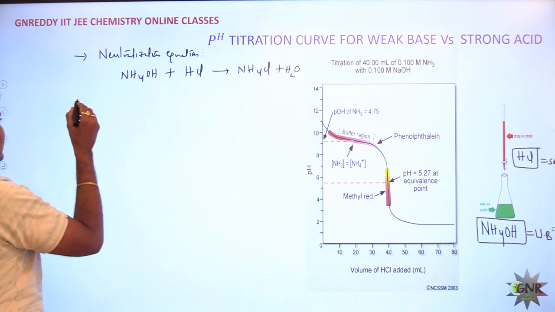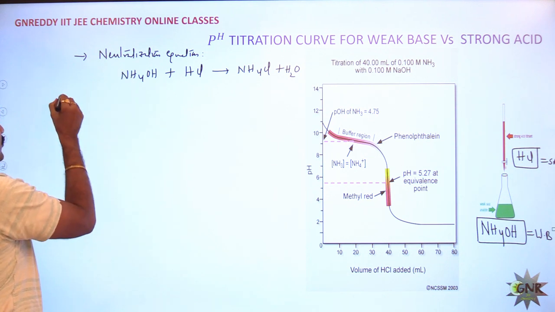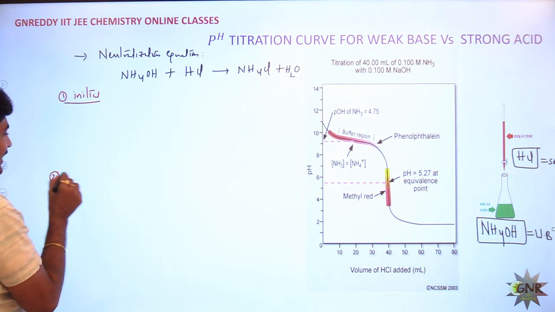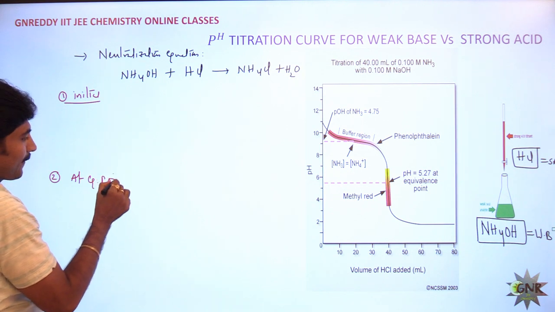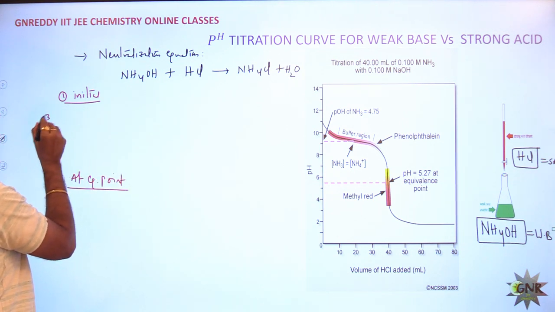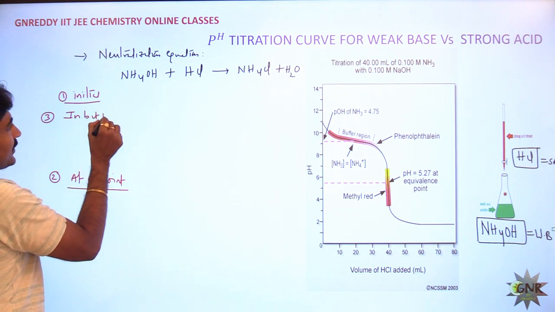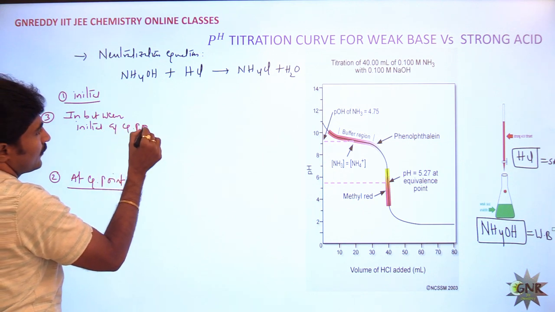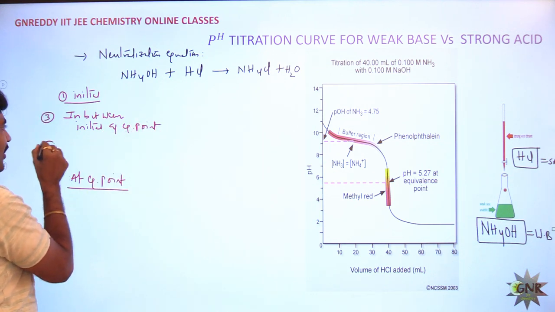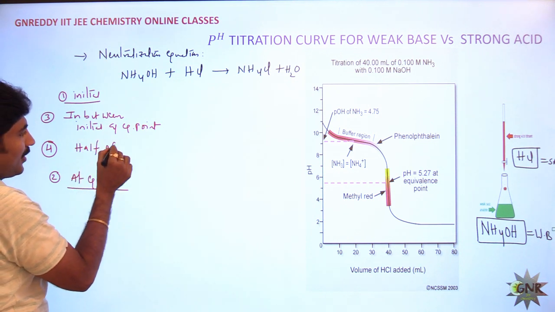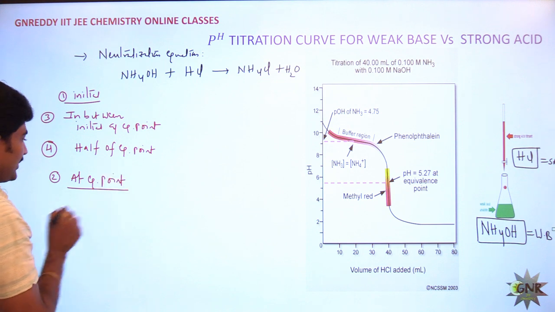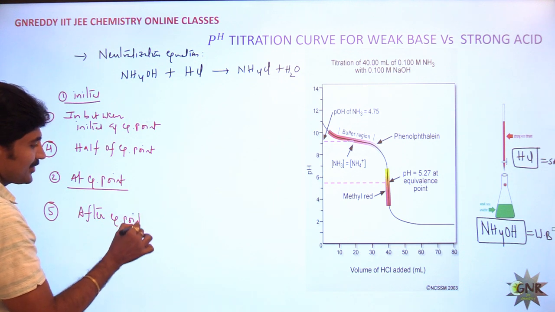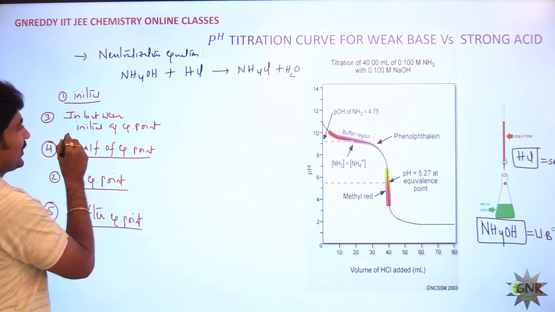Here also we are having different cases. So first one initial, and this is the second one at equivalence point, and the third one in between initial and equivalence point, and fourth one half of equivalence point, and fifth one is after equivalence point. So here also there are 5 situations like the previous case.